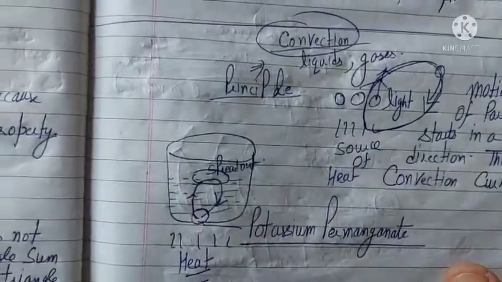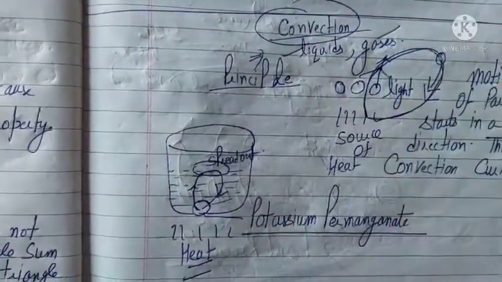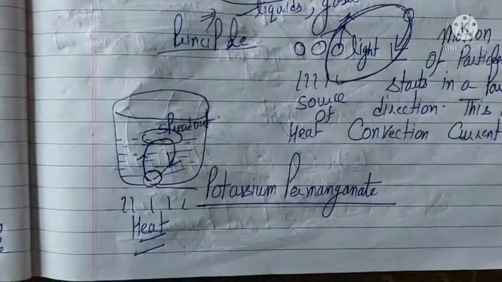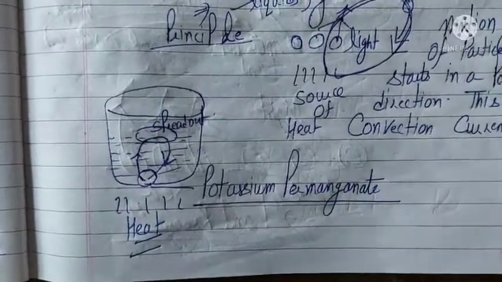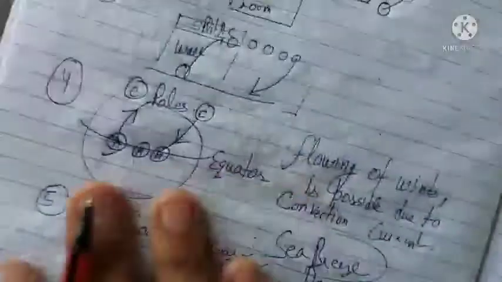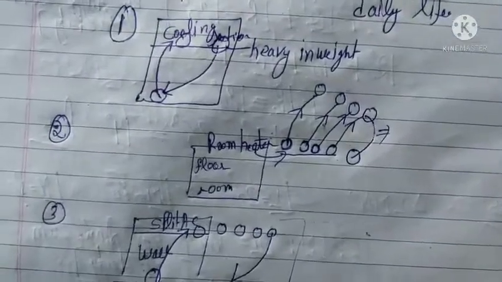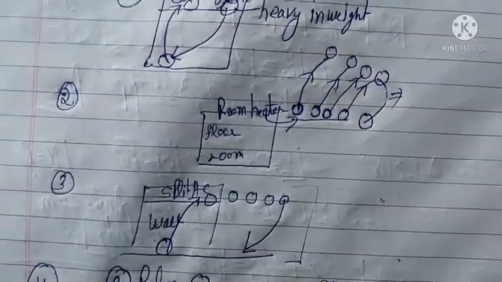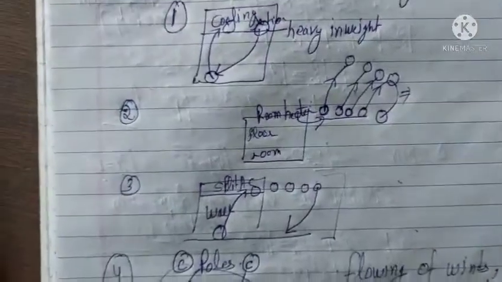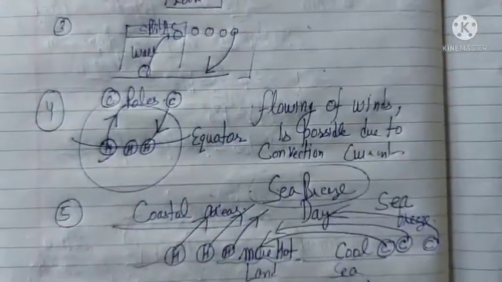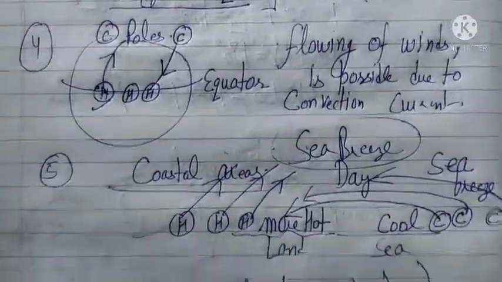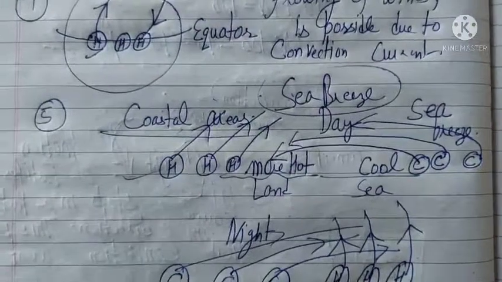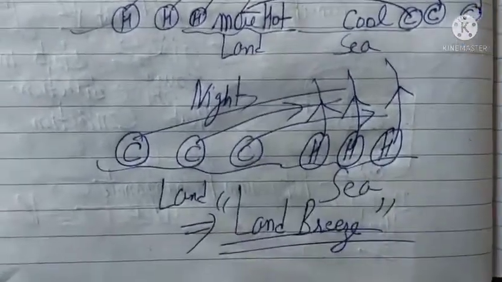So we have read about the convection concept: mainly heat transfer in liquids and gases. The principle is that hot air particles are light in weight and cold air particles are heavy in weight, so a kind of convection current will set up. Cooling of a room is possible due to these convection currents. Heating of a room is possible due to convection. Flowing of winds over the ocean and continents is possible due to convection. Sea breeze and land breeze are possible due to convection.